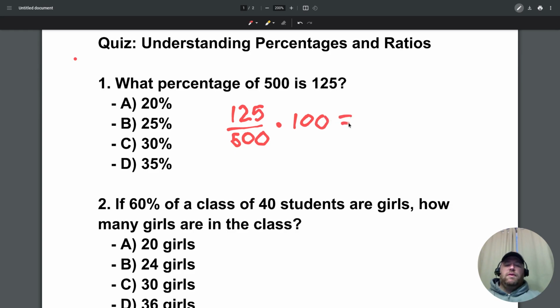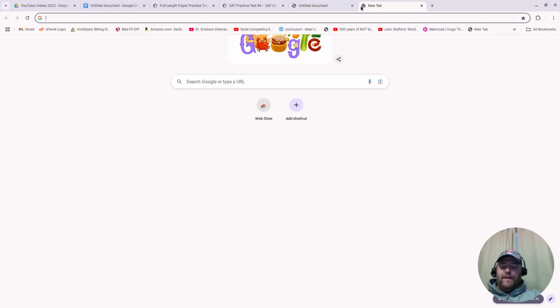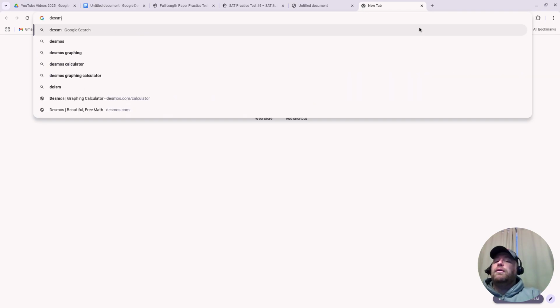One thing we can use, or students can use on the SAT, is the Desmos graphing calculator. So let's open up another tab here, and let's just search for Desmos graphing. Okay.